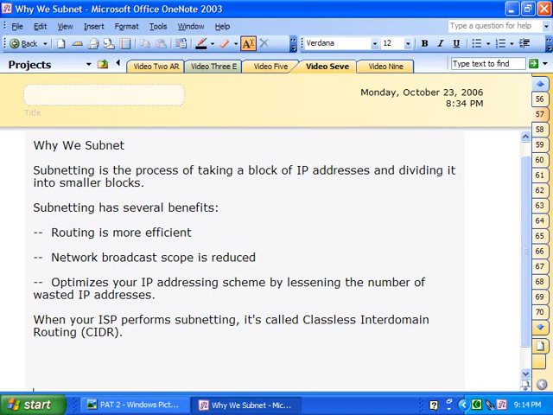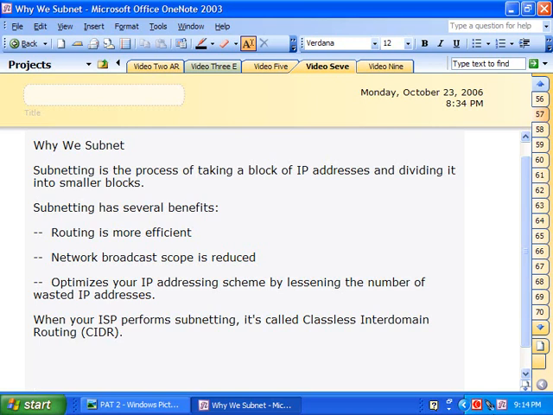So the ISP basically just cuts a little block of IP addresses off and gives me that block. You know what subnetting is? It's really like taking a pie and cutting it into smaller slices. And with subnetting, you're just taking a larger network number and segmenting it into smaller logical networks.